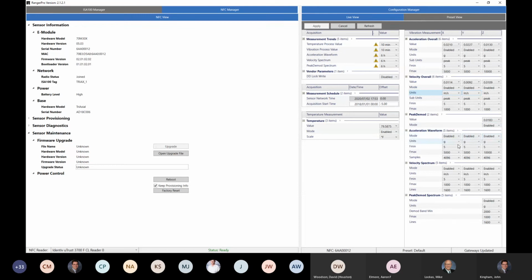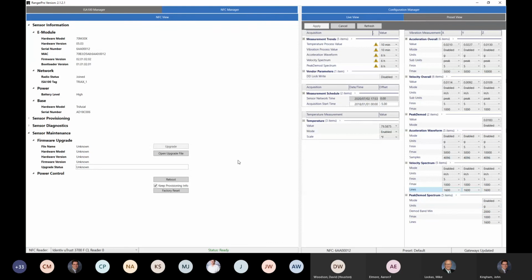And acceleration waveforms. So I've got my Z, X, and Y axes. And my Fmin is 5, and I've got Fmax of 5,000 for X and Y, and then my Z can go to 10,000. And then my samples, I can go up to 8,192 samples. And then for my velocity spectrum, Fmin, Fmax, and I could go to a 3,200 line spectrum. It's going to take a little bit longer because of the physics. It's going to drain a little bit more of your battery, but probably not much. And then you've got your peak DMOD spectrum as well. So all your settings there.